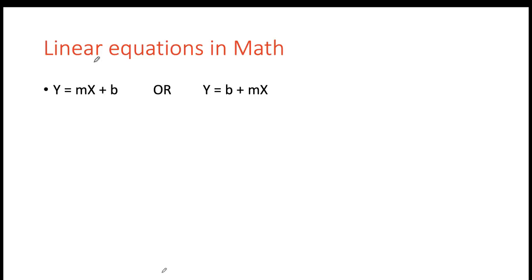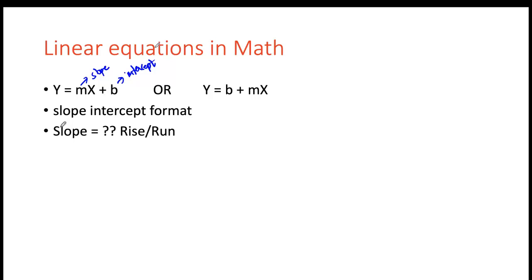So a linear equation is essentially expressed in this format: y equals mx plus b, or y equals b plus mx. Note, m over here will always reflect your slope and b will be your y-intercept. So this is also therefore referred to as the slope-intercept format. What is slope? It's the rate of change in the y variable with respect to x, also referred to as rise over run. And intercept in this format, we're looking at the y-intercept.